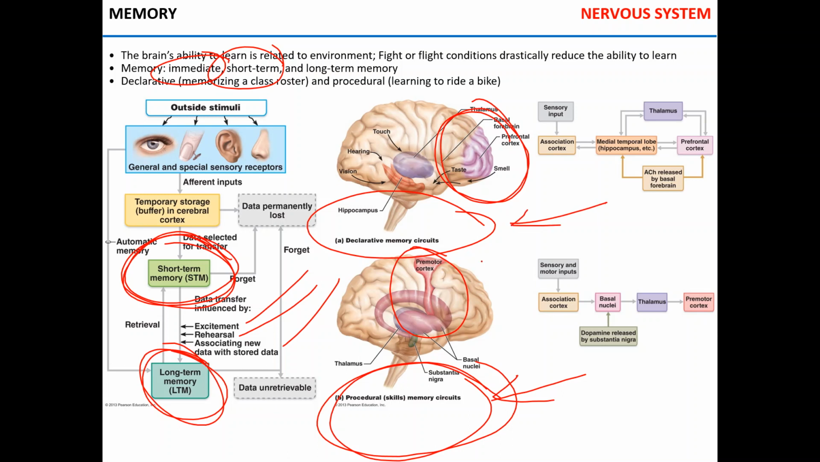That concludes our conversation about the nervous system, and we will continue with our next chapter, which is special senses.